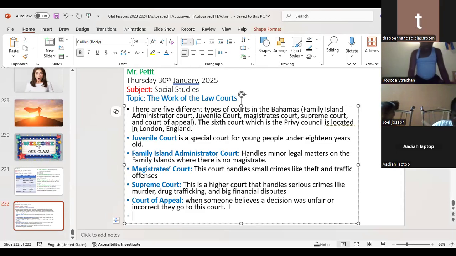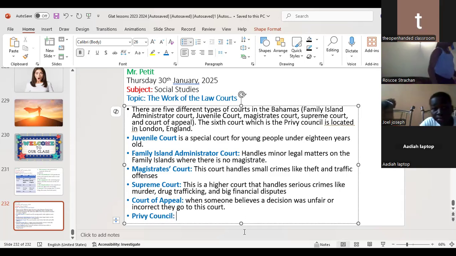Finally, we have the Privy Council. The Privy Council is also like a Court of Appeal. This is the major one.